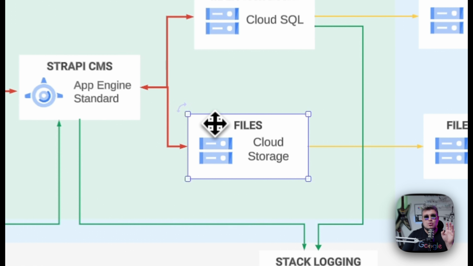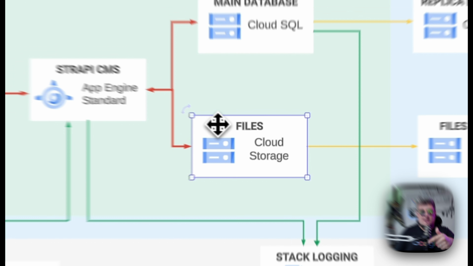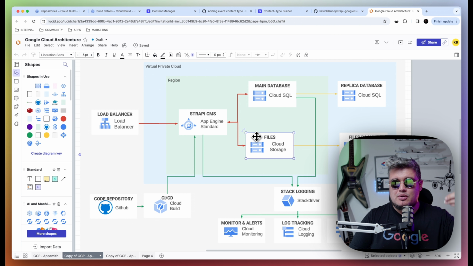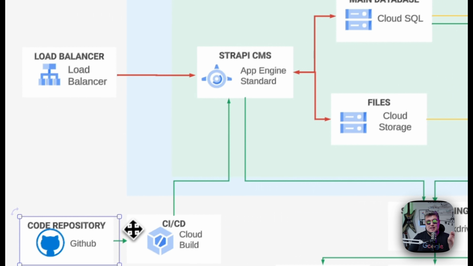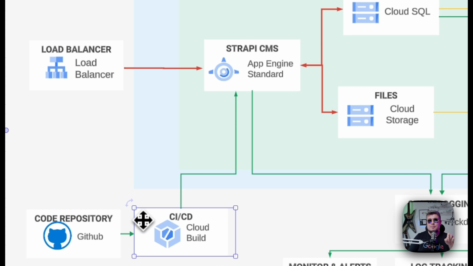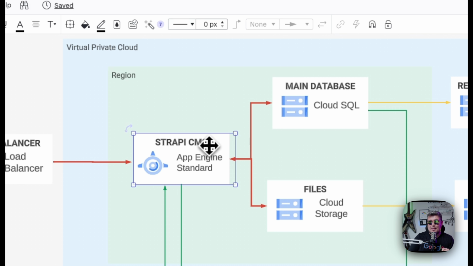Also, it's going to be storing all of the files in the CMS on a Google Cloud Storage bucket. Images, PDFs, videos, whatever we set up to upload to Strapi, that's going to be stored in Cloud Storage. Now, the code is going to come from a repository on GitHub, and using Google Cloud Build it is going to be deployed to that Strapi CMS instance on App Engine.